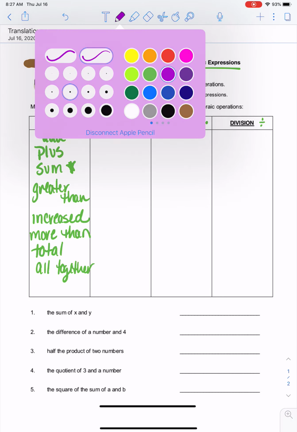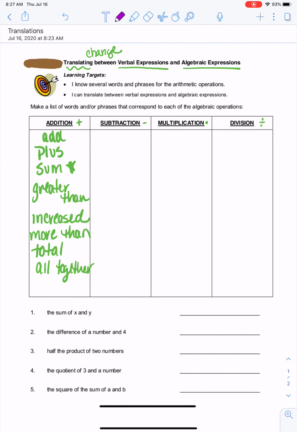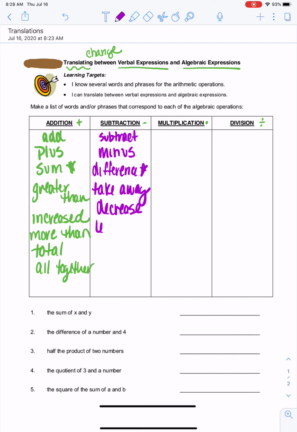Now subtraction, let's talk about things that mean subtraction. So of course, we have subtract. My favorite is minus, just kidding. And then difference is one that a lot of people forget, but that's an important one. Take away. Decrease. Less than. Subtracted from. Those are two tricky ones that we'll talk about. And then I think that's pretty much it.